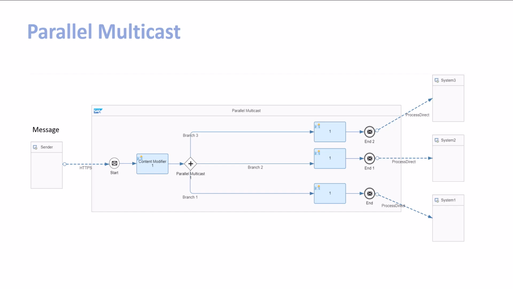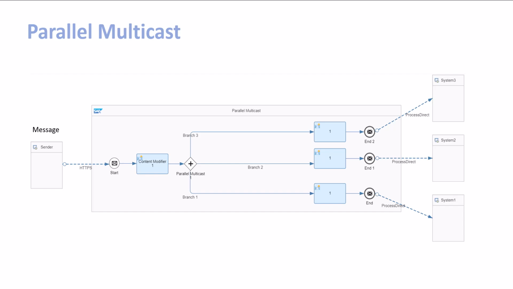Parallel multicast is a component in CPI that helps to send the incoming data to different branches. We use parallel multicast when the target outputs need not depend on each other and can function independently. Let's see how this works.